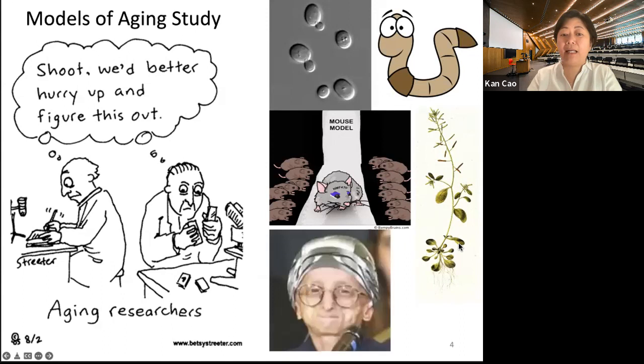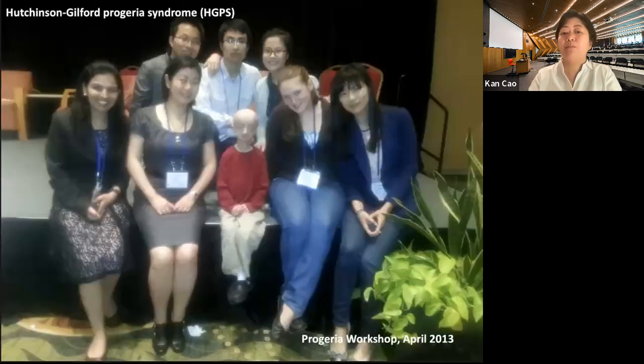But what my lab does in the University of Maryland is we use a rare genetic disease called Progeria. So what's Progeria? Progeria, this is a picture actually taken 9 years ago in an international Progeria workshop. So in the middle, you can see there is a Progeria patient, and that's my group at that time.